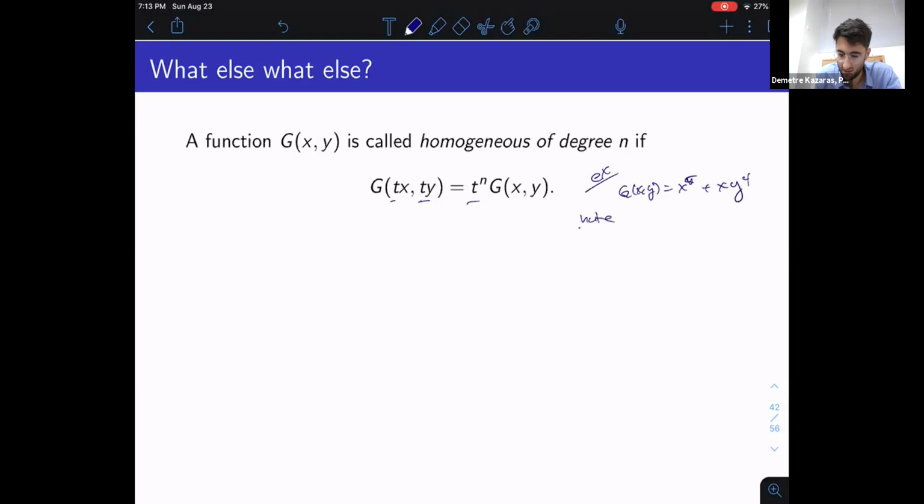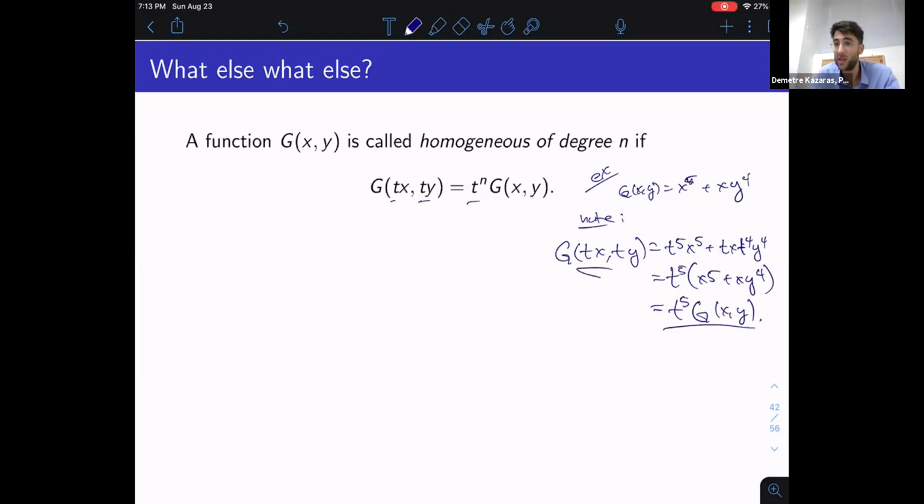Note, if you multiply both of the inputs by the same factor, t, then t to the 5th comes out of that first thing. And then you'll get tx times t to the 4th y to the 4th. So t to the 5th factors out of everything. And so this whole thing is equal to t to the 5th times g of x comma y. So this is homogeneous with degree 5. This is the kind of sameness we're trying to capture.